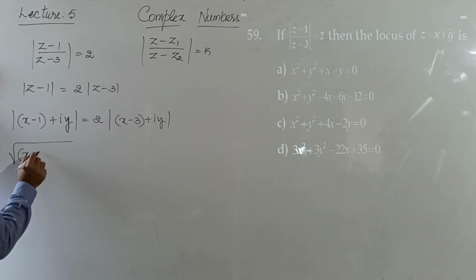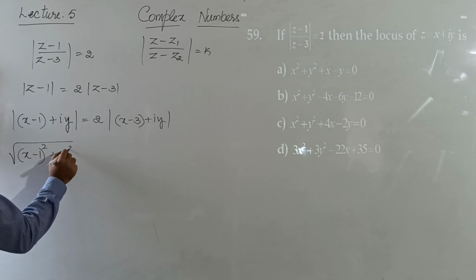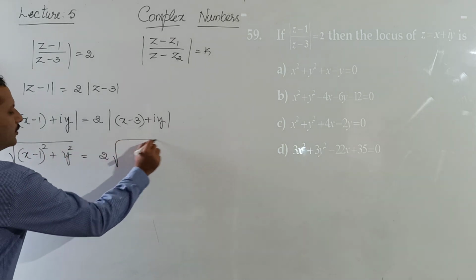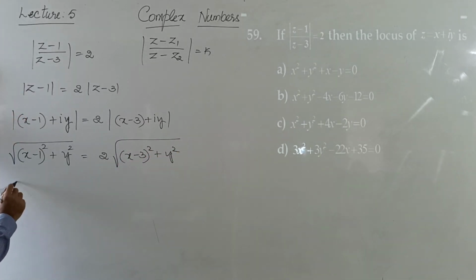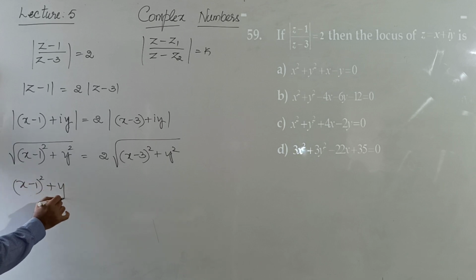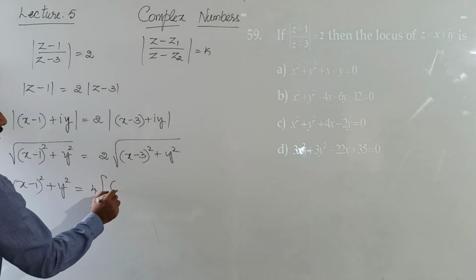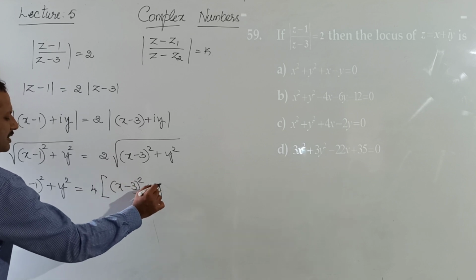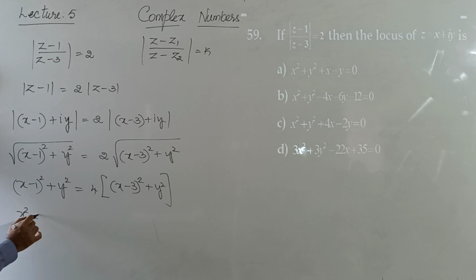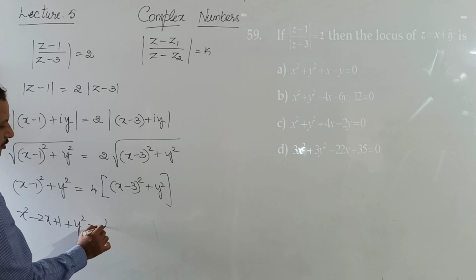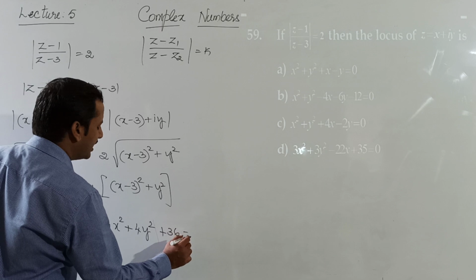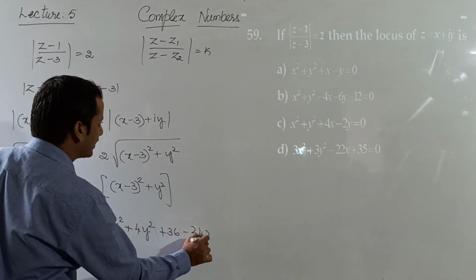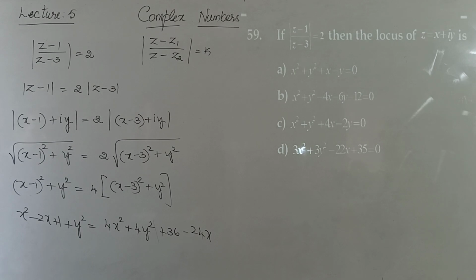So this is square root of (x minus 1) whole square plus y square is equal to 2 into root of (x minus 3) whole square plus y square. Squaring this, we get (x minus 1) whole square plus y square is equal to 4 into ((x minus 3) whole square plus y square). So expand it: x square minus 2x plus 1 plus y square is equal to 4x square plus 4y square plus 36 minus 24x. And after all simplification, this is what you get.